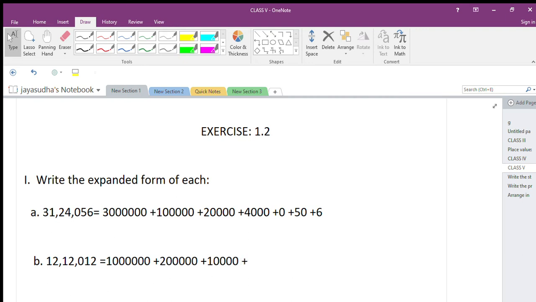Then what is the next digit? 2. After 2, 3 digits, so 3 zeros. Then the hundreds place is 0 only, so you have to write 0. Then what about the tens place? 1, that is 10. Then finally 2. Are you able to understand how we write the expanded form in this?